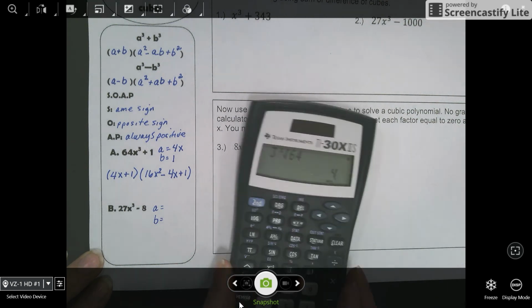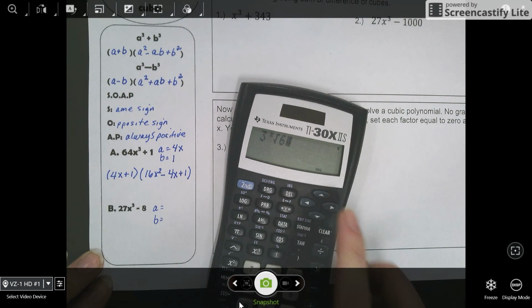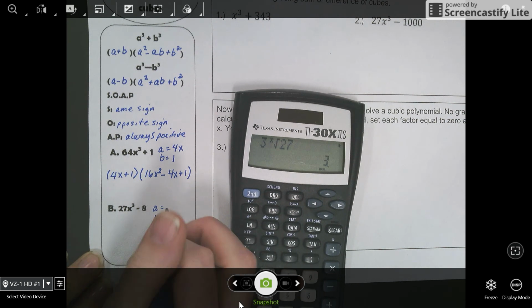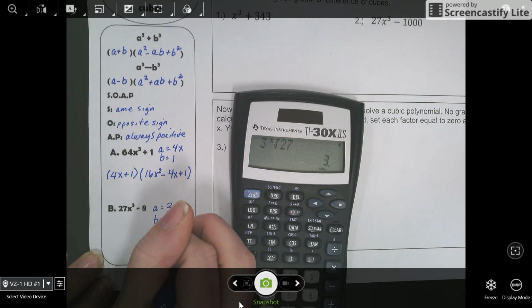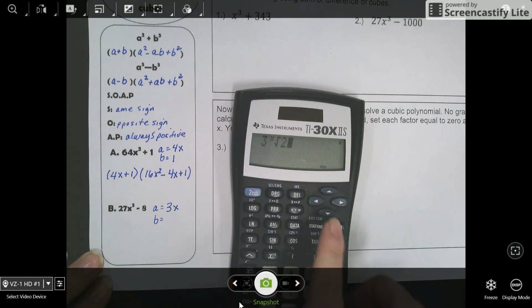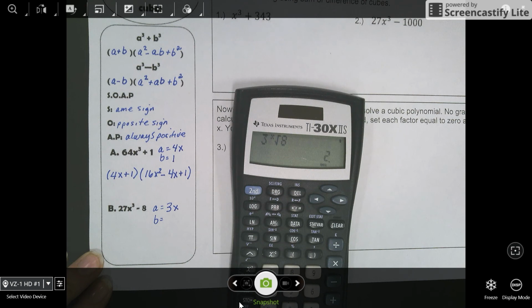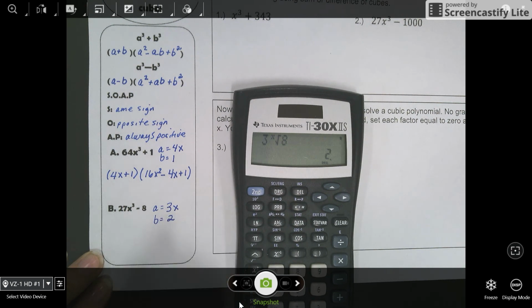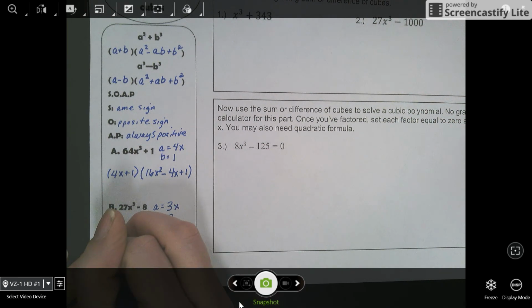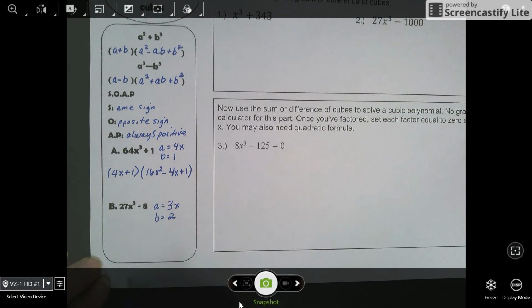If you're unsure of the cube root of 27, I can put that back in here and I get 3. So my a is 3x. And the cube root of 8 is 2. So again, I'm going to sub that into the formula. I've got here, and this is the difference of cubes.